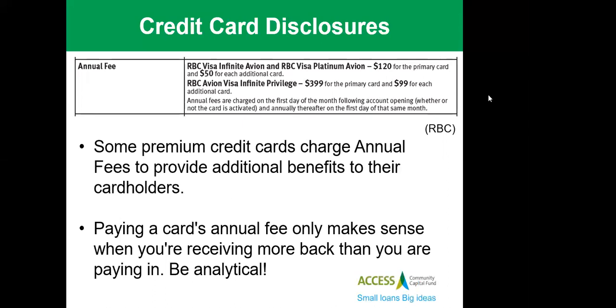So again, paying a card's annual fee only makes sense when you are receiving more back than you're paying in. If you look at the information box here, the RBC Avion Visa Infinite Privilege card charges a $399 annual fee. But I'm sure somebody will find this card really useful because they can get more than what they pay for.